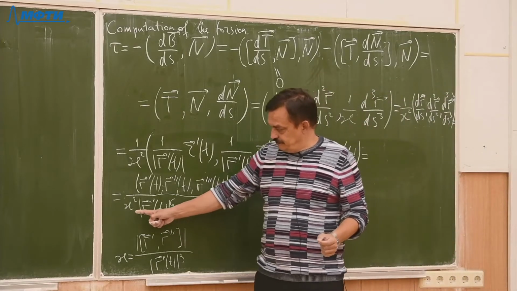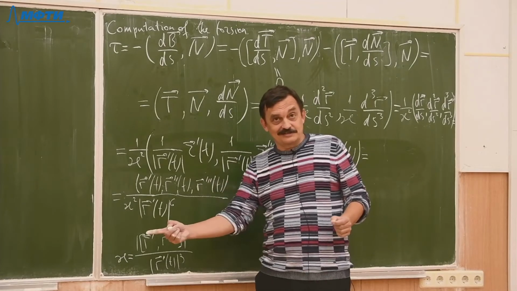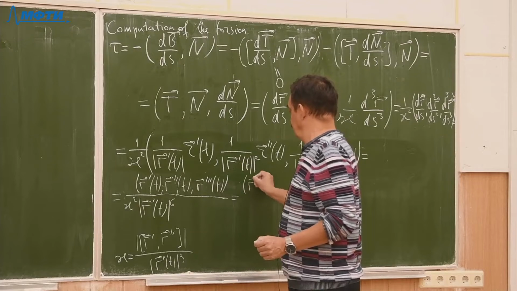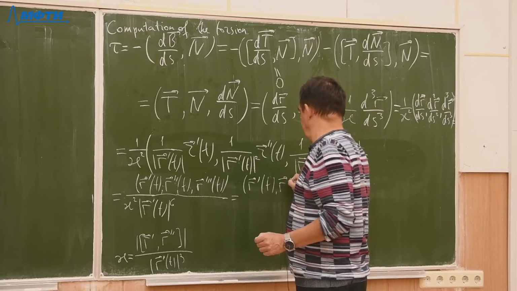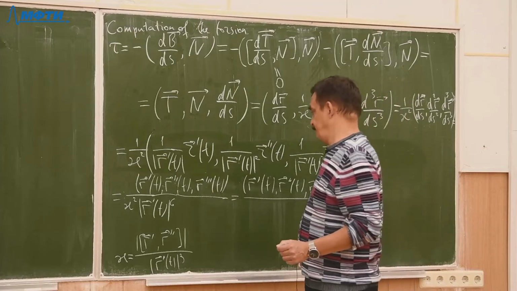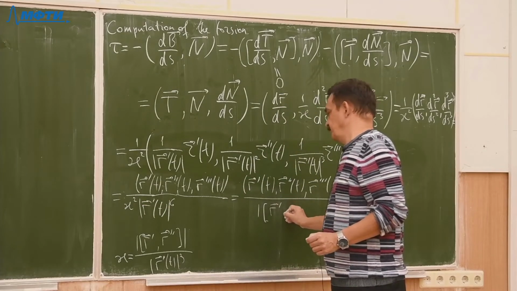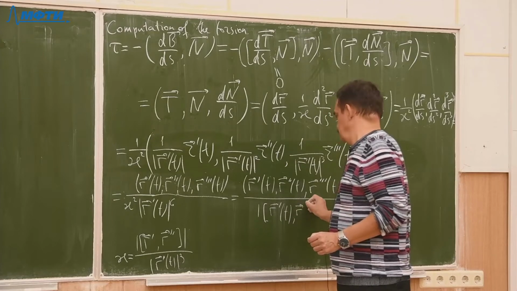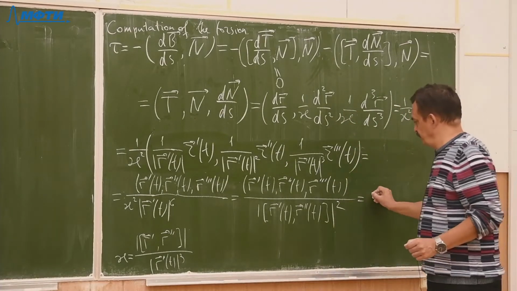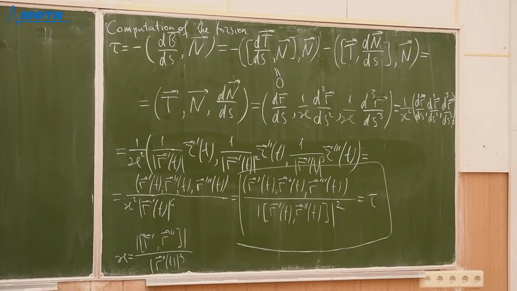Now, if we substitute, look, kappa squared, r prime to the power 6 appears and cancels. Those powers of 6 are cancelled, and what remains is the triple product of r prime of t, r double prime of t, r triple prime at t, over the square of the vector product of r prime of t and r double prime at t. That is the formula for the torsion.